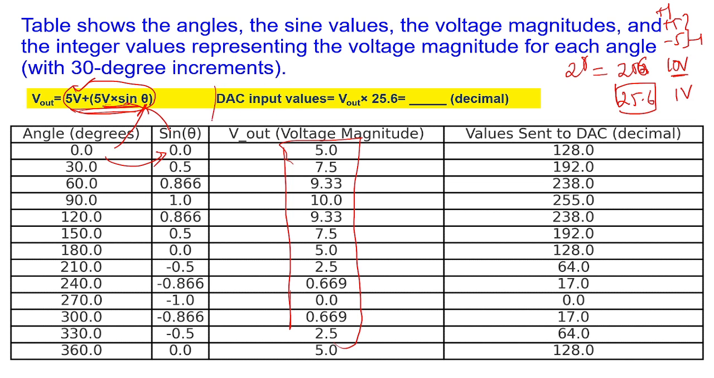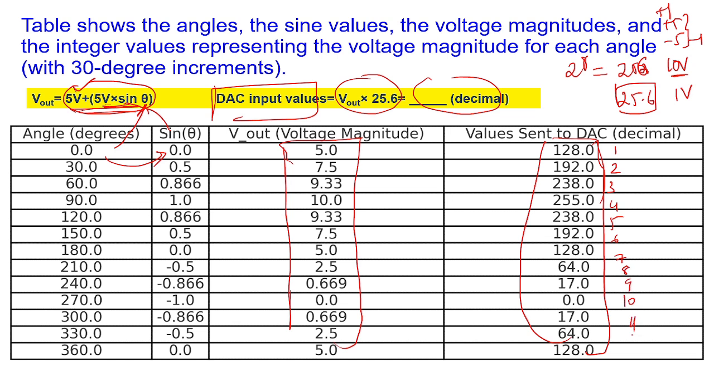Whatever value you got in V out, to find the DAC input values, this is very important: your obtained V out should be multiplied by 25.6. You will get the equivalent decimal value. You need to find that before going to the program. It depends on this degree, so please remember. How many values do you have? 1, 2, 3, 4, 5, 6, 7, 8, 9, 10, 11, 12, 13.